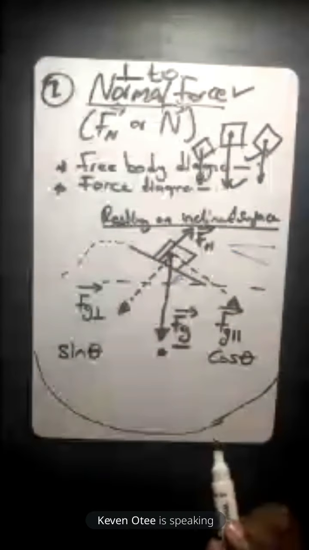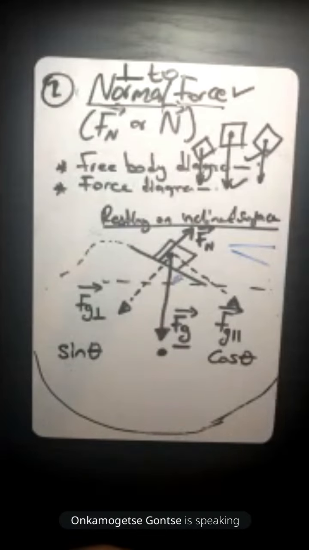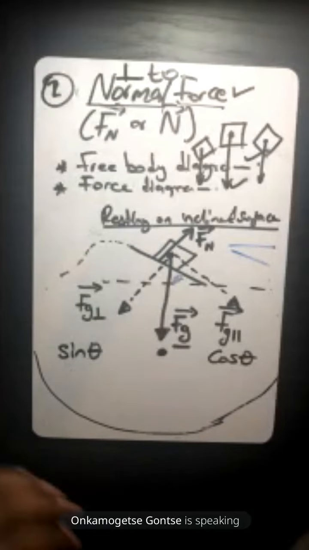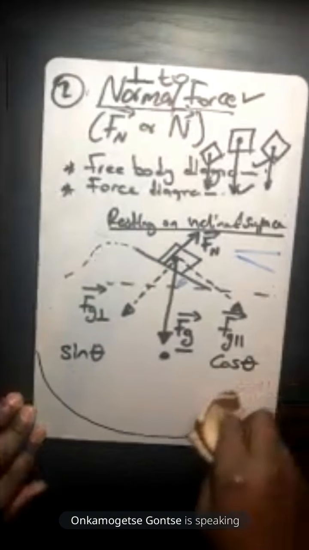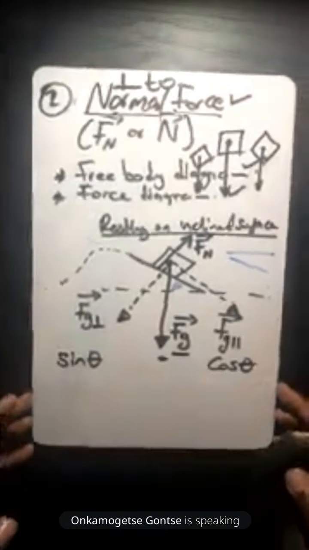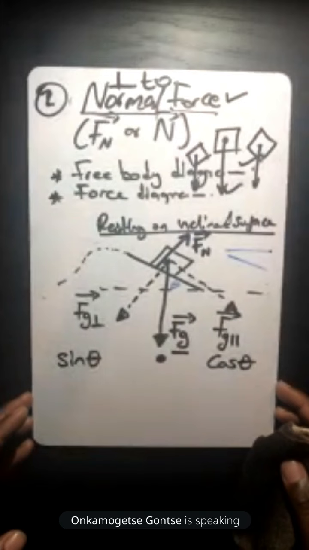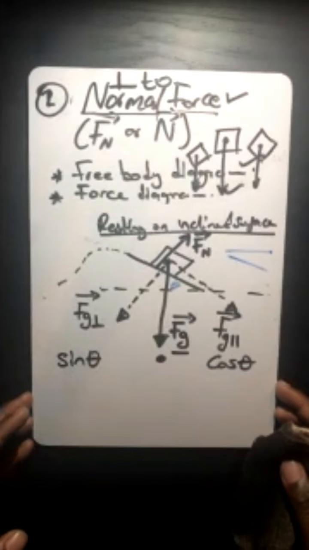Yes, sir. No, sir, I don't understand. In terms of FG perpendicular and FG parallel, you are saying FG perpendicular is sine theta, then FG parallel is cos theta. Isn't FG perpendicular cos theta, then FG parallel sin theta?